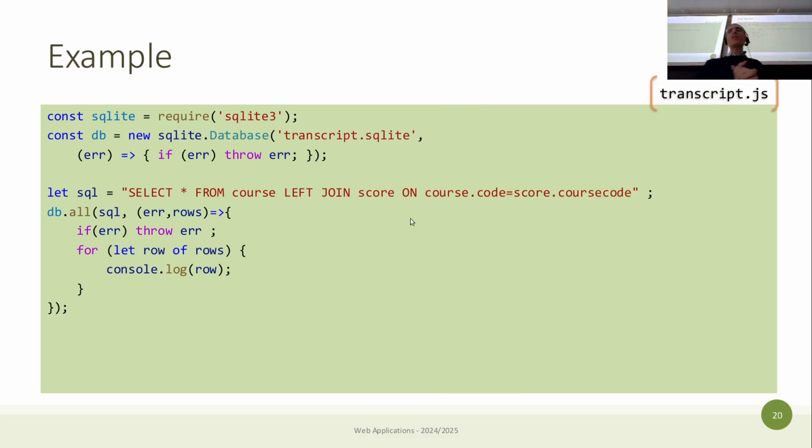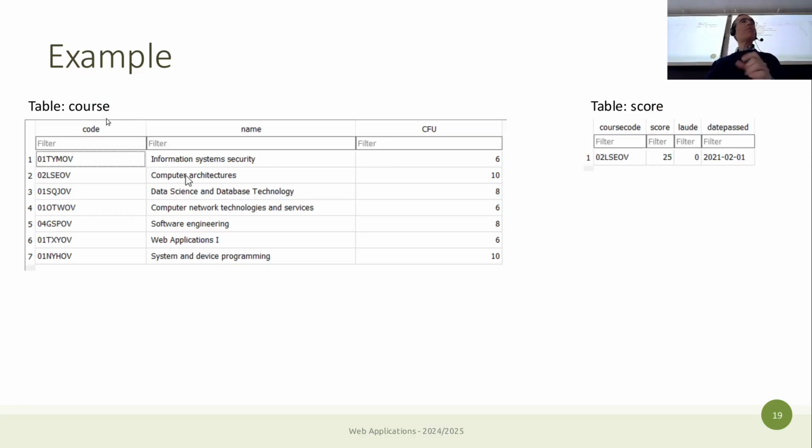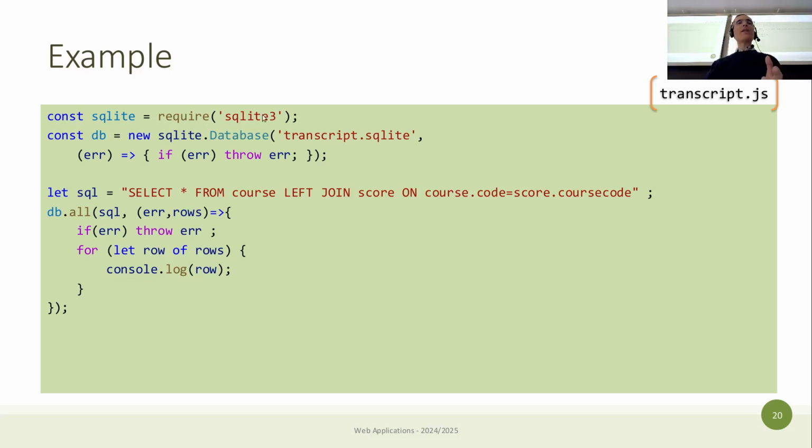Anyway, let's try to write some code that reads this database. Two tables, course and scores. We require sqlite3, new sqlite3.Database. The database is just the file that needs to be in the same folder as where you execute the program, just for convenience. And then you have a query, select stuff from course left join score on, etc. db.all, and for let row of rows, console.log(row). So you print the result if there are no errors.